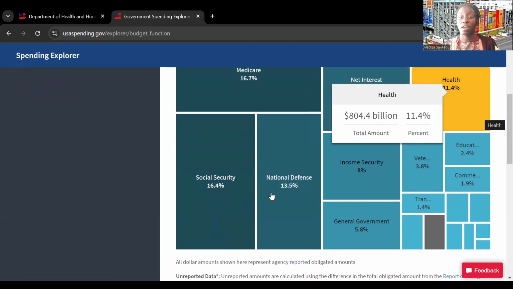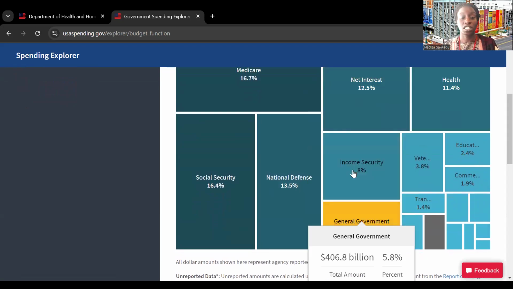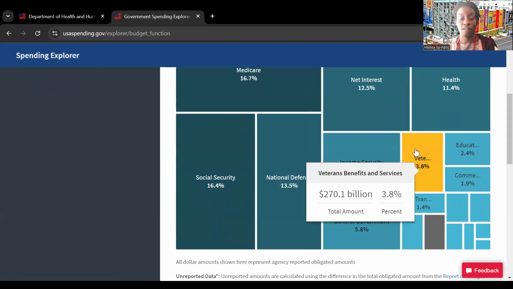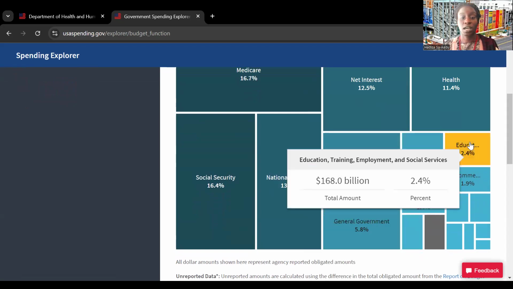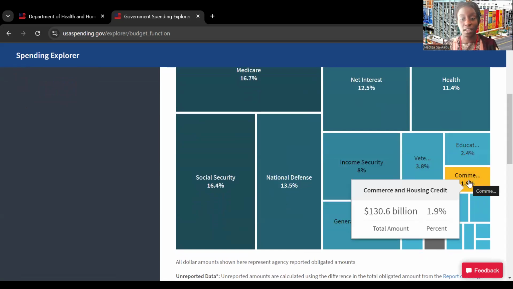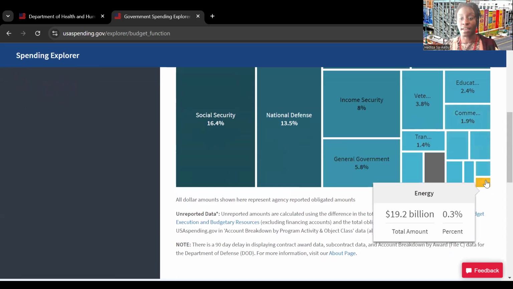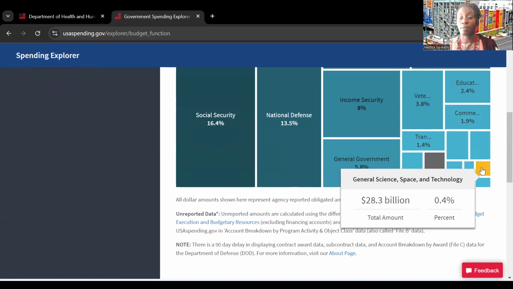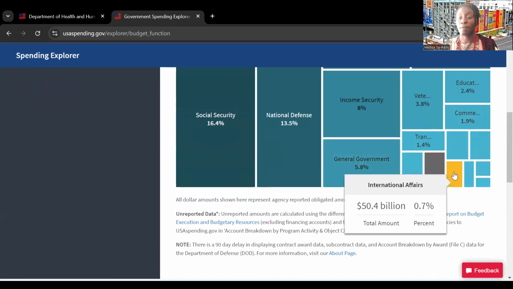health, income security, general government, veterans benefits and services, education, training, employment, and social services, commerce and housing credit, and then several other categories that take up too little of the budget to be displayed in their boxes, because we're talking about proportional figures here within this chart. But we can hover over each one and get not only the percentage, but the actual spending amount that is allocated.